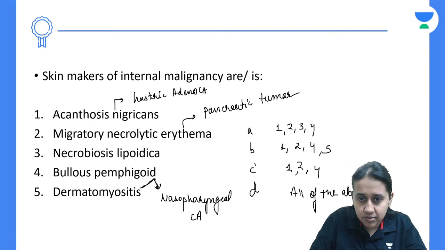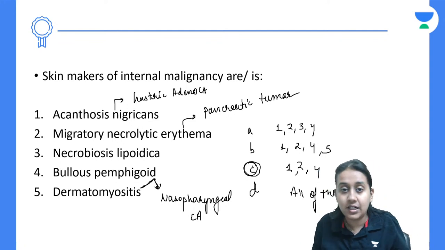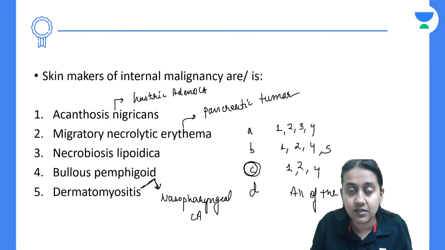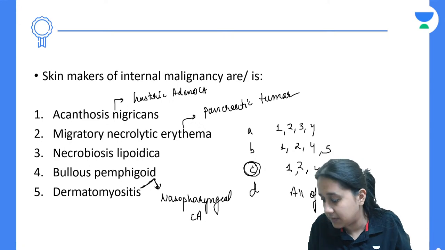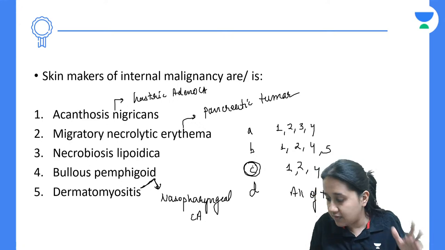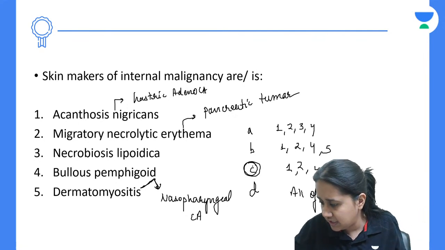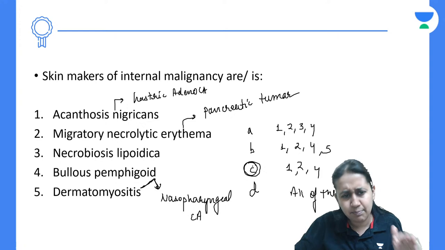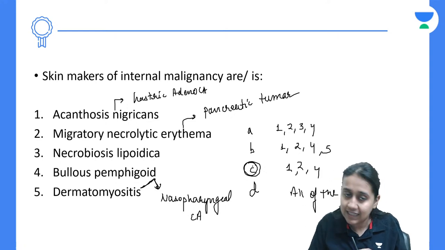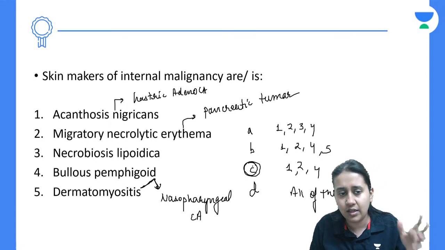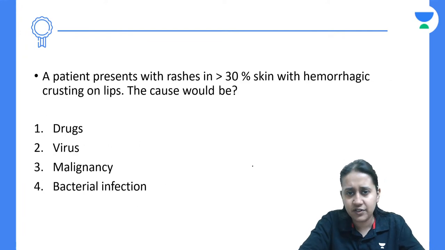So the correct answer is option number C. Necrobiosis lipoidica is not a skin marker of malignancy. It is a feature of long-standing uncontrolled diabetes mellitus. Okay. The correct answer was given by only a few students, Akansha, Goodwill, then Ashish, very nice. Please remember, bullous pemphigoid, very very rare. We see malignancy very rare, although we can see, but if you have to pick, only pick 1, 2 and 4. Next question. Okay, first solve this one.